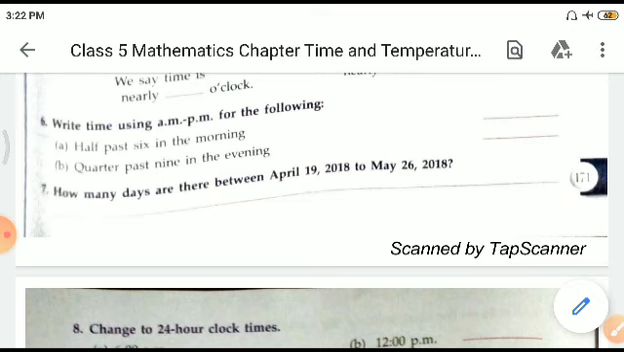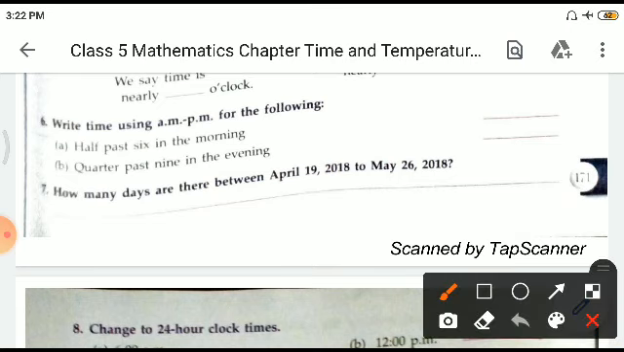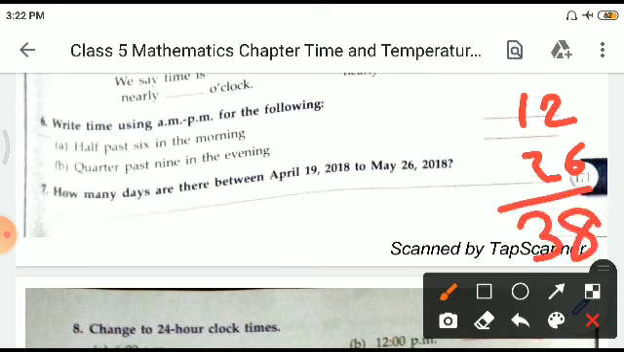Now you just count. April is of 30 days. So from 19 to 30 it is 12 days. So let's keep on tabulating here. 12 for April. Then the 26 days of May is kept here, 26, and we add the 12 and 26. So here the answer is 38 days.